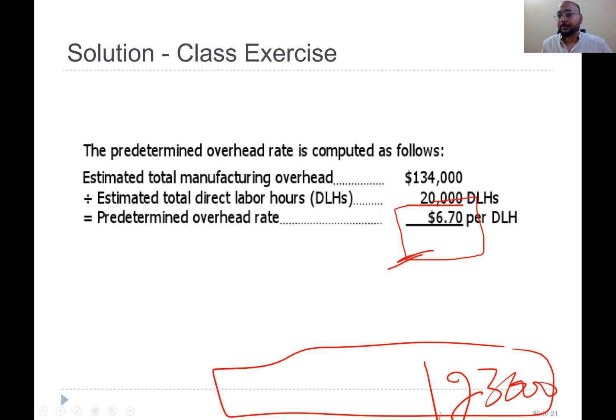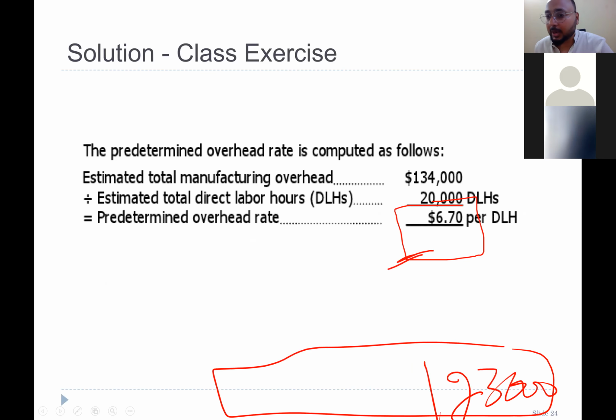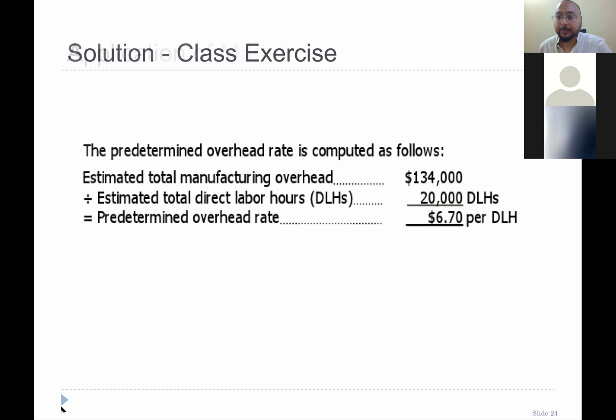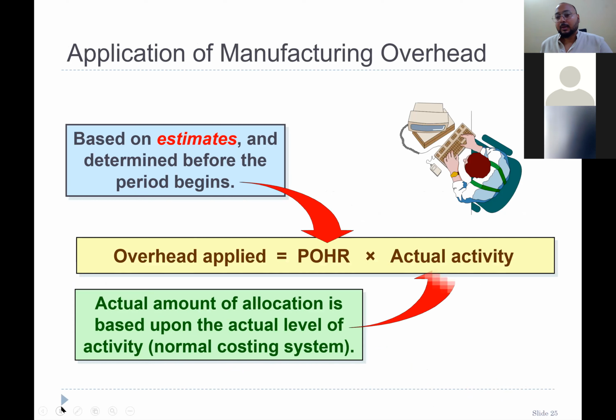So are we clear about the use of predetermined overhead rate? Subhan, Junpyo, Ali? Ali? Junpyo? Subhan? Are we clear? Yes, sir. Yep. Okay, let's just move forward. Now, yes.